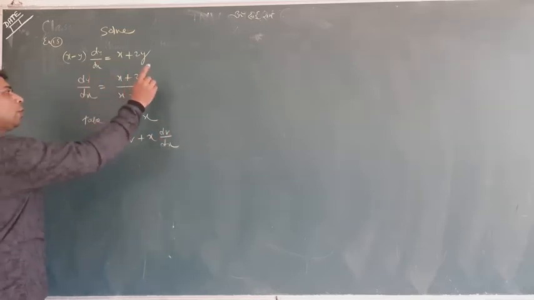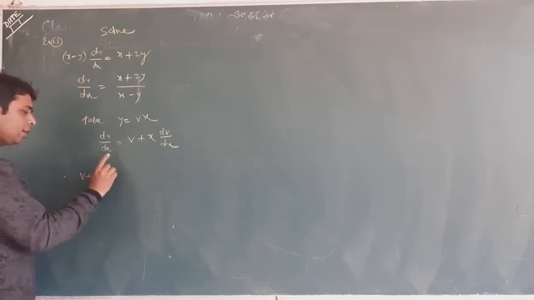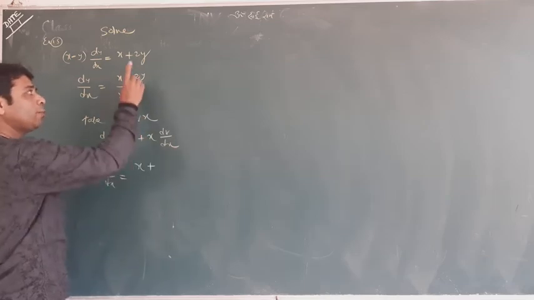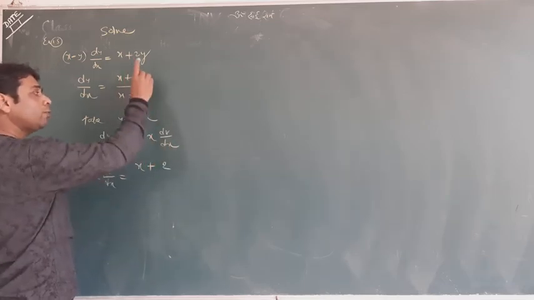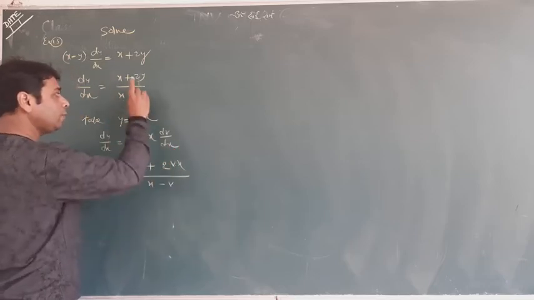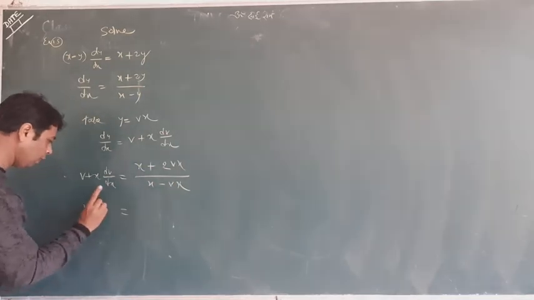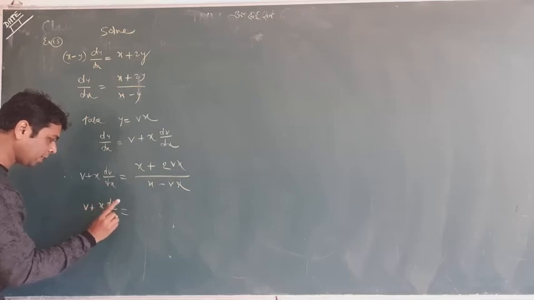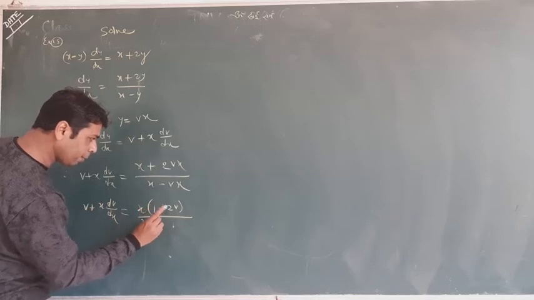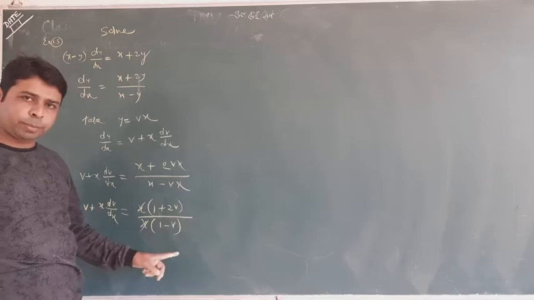Now we put all the things here. So instead of dy by dx we write v plus x dv by dx is equal to, instead of y I will write vx, upon x minus vx, is equal to... This is the thing. Now I do v plus x dv by dx is equal to, taking x common, 1 plus 2v upon x common, 1 minus v, both cancel. So we have got 1 plus 2v upon 1 minus v.